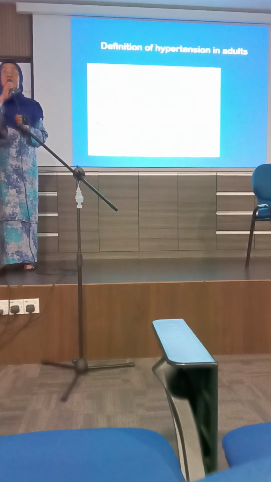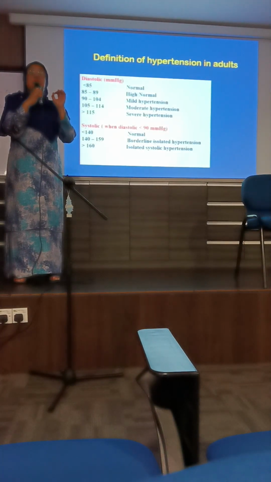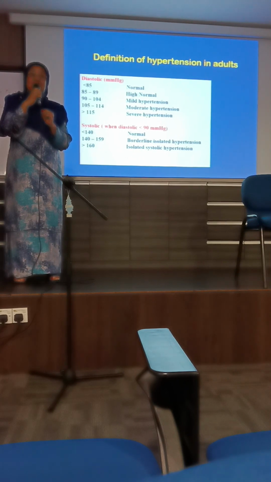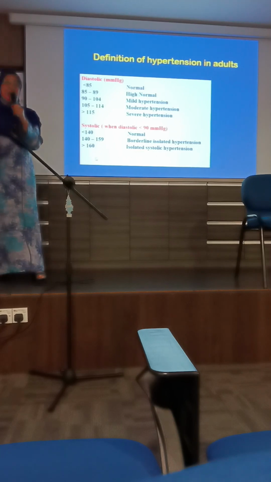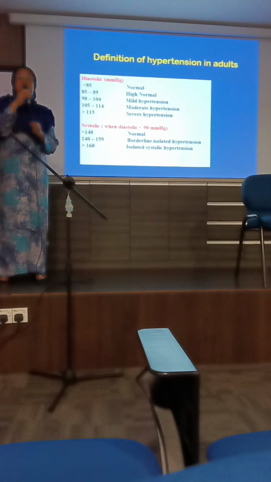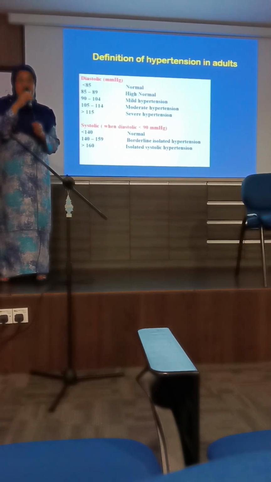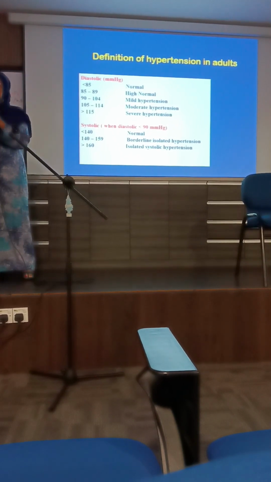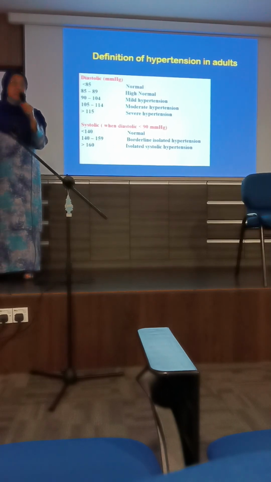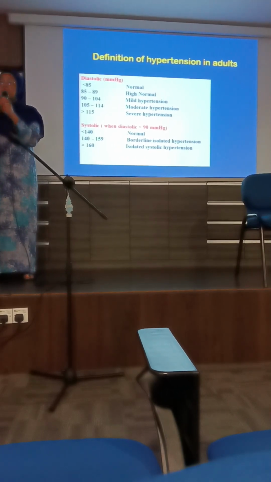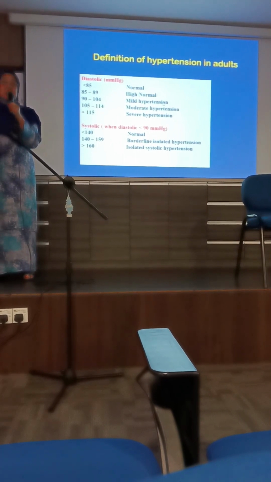Commonly hypertension involves both, but occasionally the diastolic is normal and the systolic is very high. Isolated systolic hypertension is when the systolic blood pressure is more than 160 and the diastolic is normal. Now, these are the classification of severity: mild, moderate, and severe. This is easy.